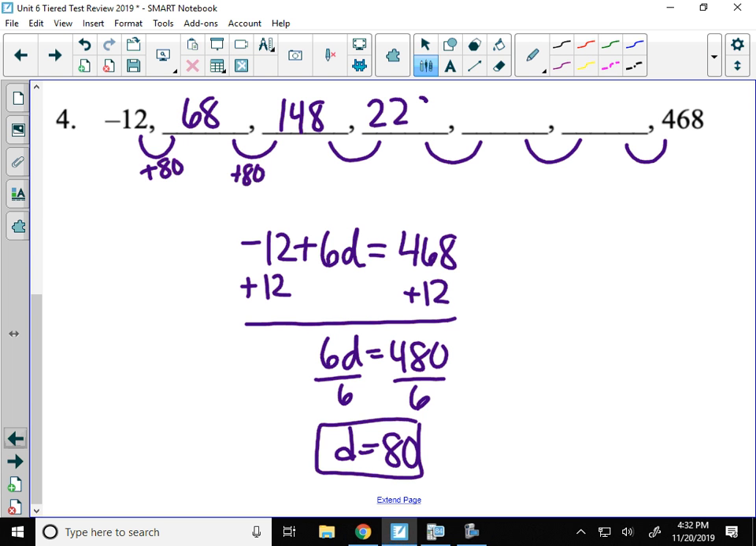228. 308. 388. And then if I added 80, I do end up at 468. So hopefully you remember how to do those. You guys like those. We're good at them.